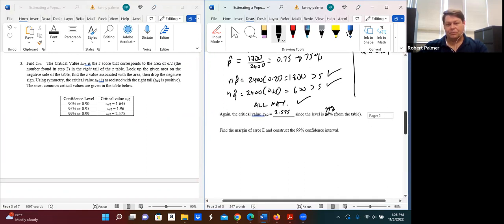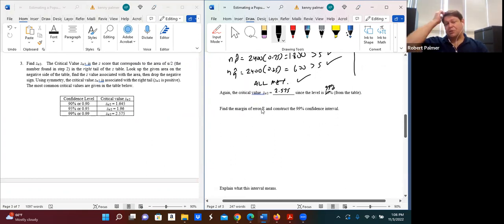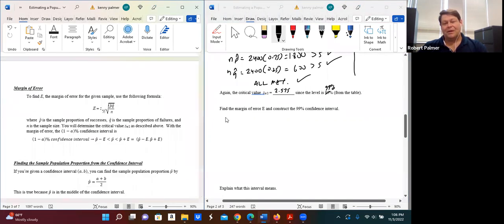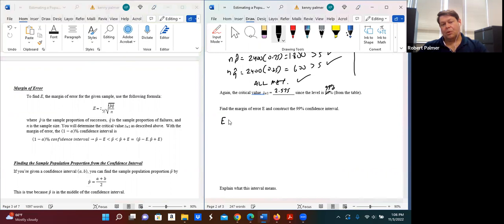Now, once again, same thing, find the margin of error E for the 99% confidence interval. Once again, our E is z of alpha over 2 times the square root of p hat q hat over n. Plug everything in. So 2.575 times the square root of p hat, which is 0.75, times q hat, which is 1 minus 0.75, which is 0.25, and then it's all divided by 2,400, our sample size. Let's plug this into our calculator.